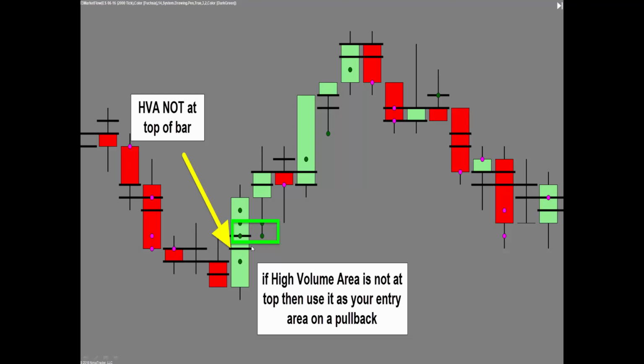So here you can see we made a bottom and the market pulled back to the high volume area. Okay, and when the high volume area is in the middle or the lower end of the bar, that's the entry location that we're going to be looking for. So if we were looking for a long trade here and the market was trading up, we would want the market to trade back to that high volume area so we could get long.